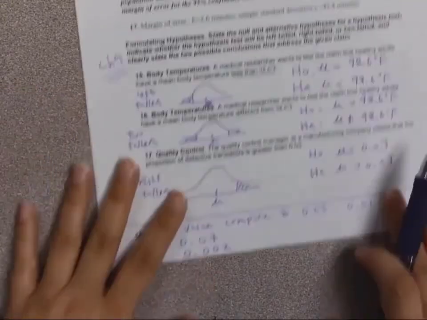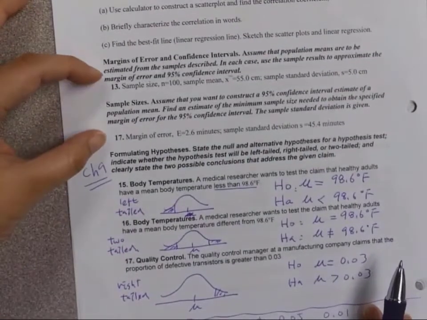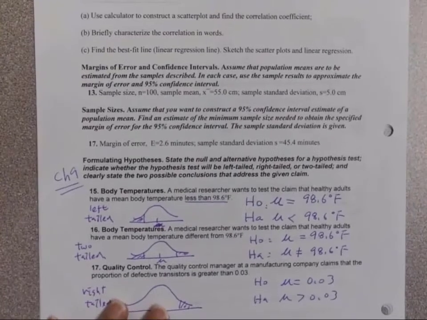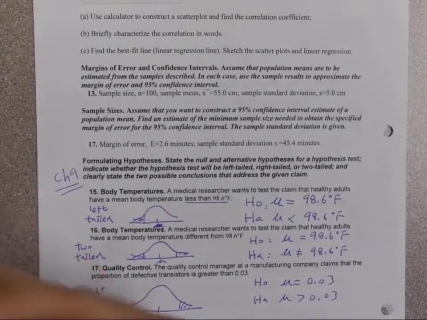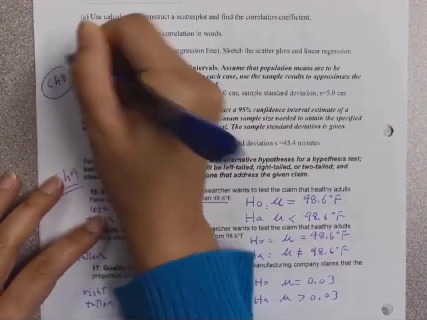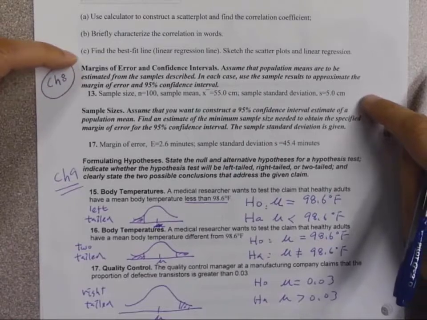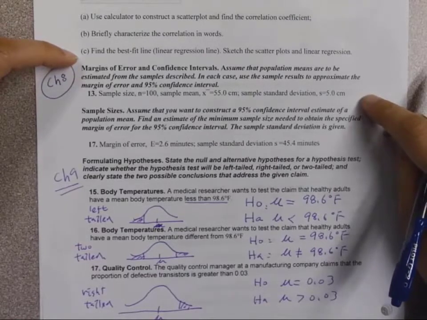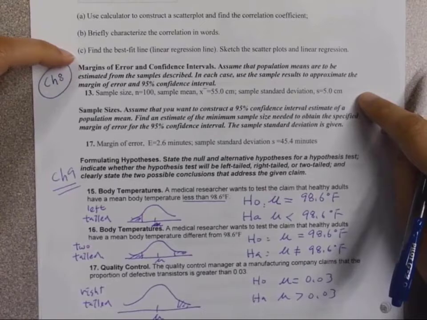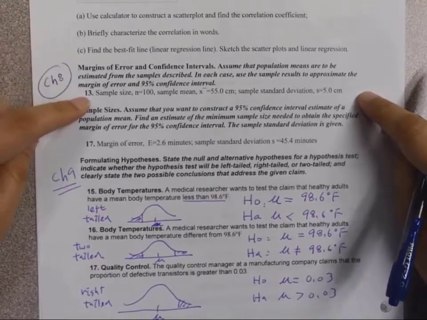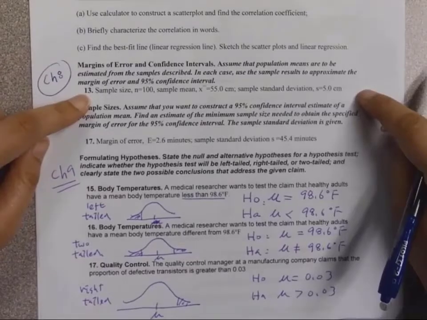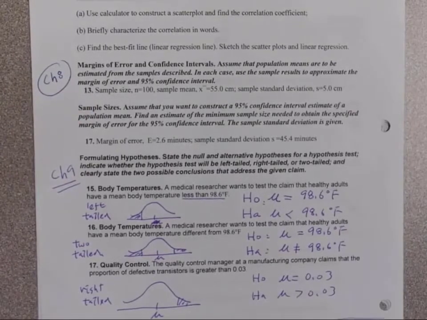On your handout, the one right on top of chapter 9 is from chapter 8. So 13 and 17 are from your chapter 8 questions. One of them talks about margin of error and confidence intervals, assuming that population means are to be estimated from the sample described. In each case, use the sample results to approximate the margin of error and 95% confidence interval. So for number 13, we're going to need to calculate something, right?